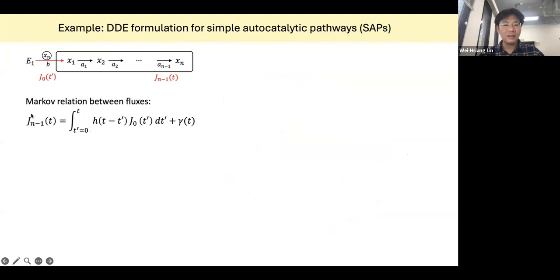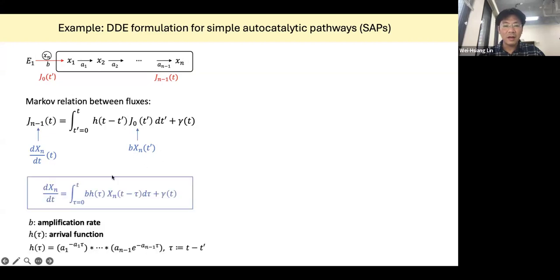So the Markov relation is that if you have a lot of influx at time 0, after a certain time, it will reach xn and amplify itself in the future. But the last flux is actually dxn1 over dt. And the first flux, by our definition, is xn. Which means, because of these two, we can have a DDE just for xn, and this becomes a one-dimensional DDE. And the h, this delay time kernel, I will call it the arrival function, is a convolution of many exponential waiting times here. And then the amplification b also enters here.